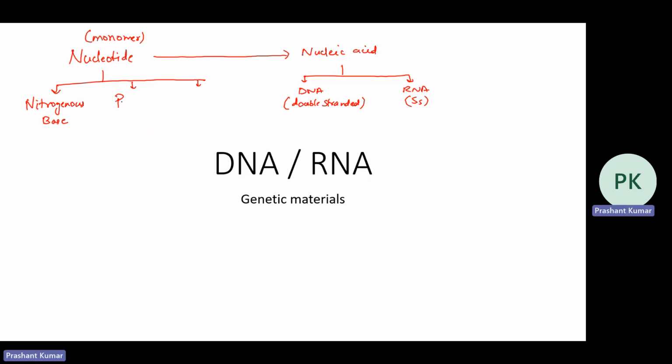Then we have pentose sugar. When we say pentose sugar, it means the sugar made up of 5 carbons. This is a 5-carbon sugar, and this is phosphate. The nitrogenous base is further categorized into 4 types. Actually, 5 types: adenine, guanine, cytosine, thymine, and then uracil.